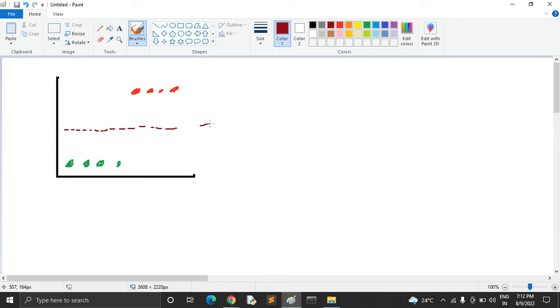Then we learned an algorithm which is support vector machine, which deals with a kernel function to map the lower dimension data into a higher dimension subspace, to deal with this non-linearity, or linearly non-separable data.